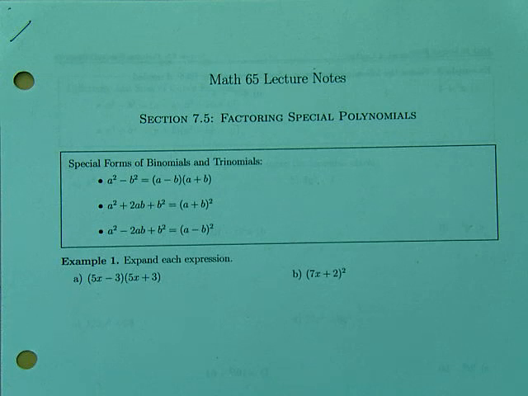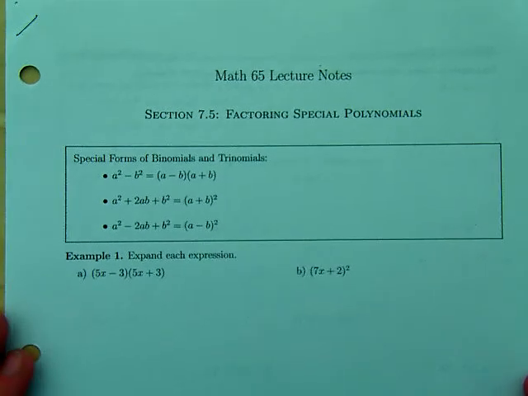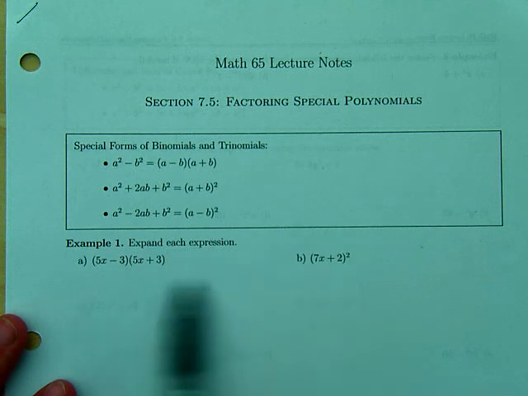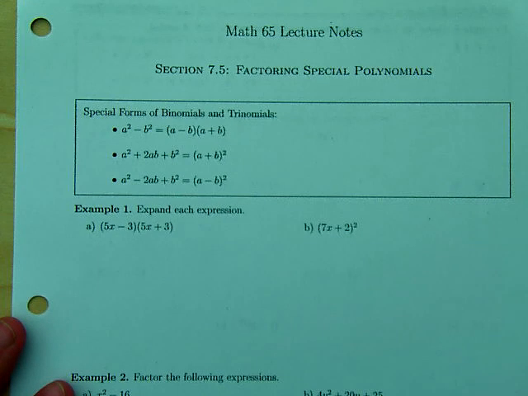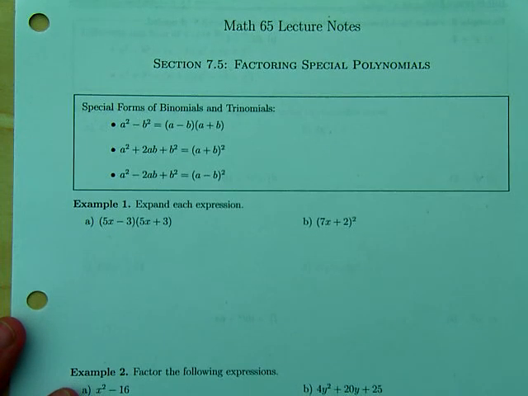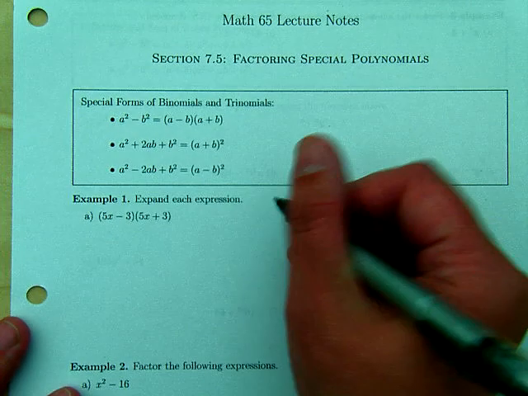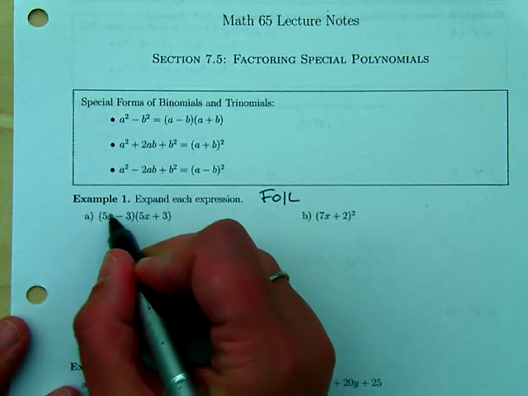Okay, so this is a different kind of factoring. These are special forms. And the special forms all have to do with perfect squares. So let's just get warmed up by expanding each of these expressions. What do we mean by expand the expression? FOIL, exactly. So you're going to FOIL them. Okay, so let's FOIL them together.